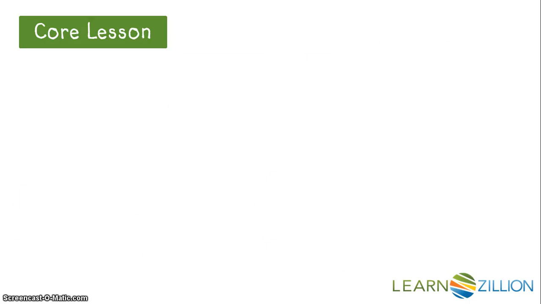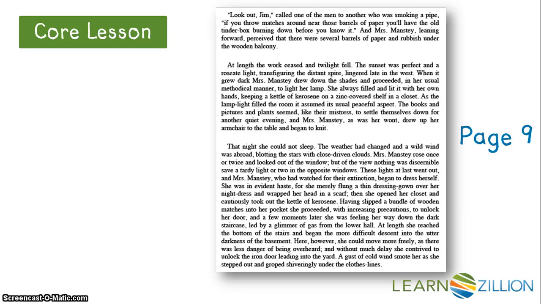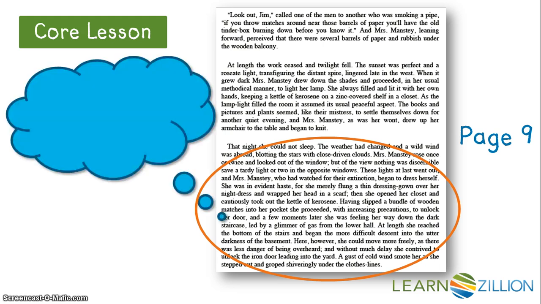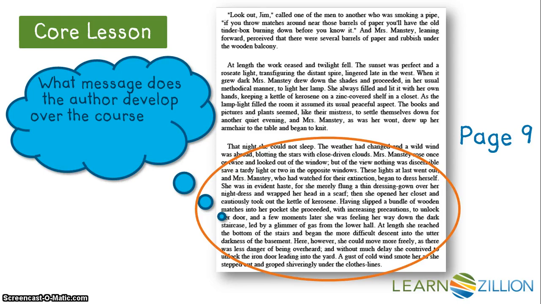So in order to verify that these themes develop across the text, I'm going to look at page 9, specifically the paragraph when Mrs. Manstey leaves her room at night to commit arson. By focusing on this page, I will be addressing the third step, which is to ask, what message does the author develop over the course of the text through this conflict?